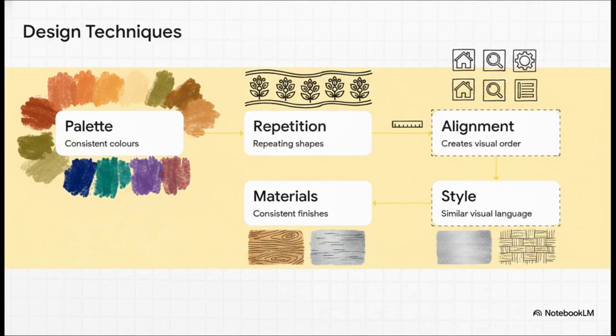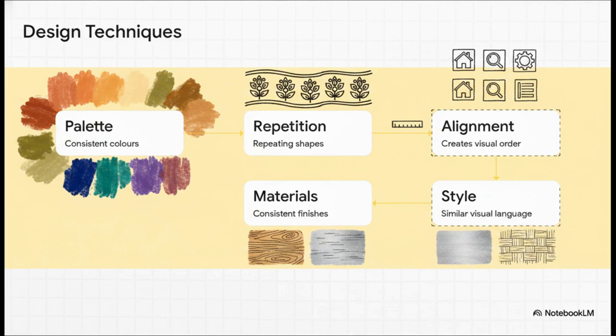Number 2 is repetition. Repeating shapes, patterns, or fonts strongly reinforces unity. Think about the beautiful repeating block print motifs on traditional Rajasthani fabric. That repetition is exactly what makes it so incredibly pleasing to look at. Third is alignment. Proper alignment creates invisible lines of order.